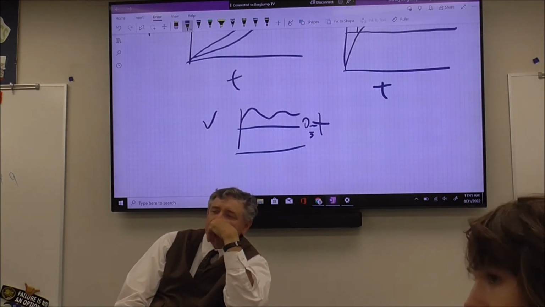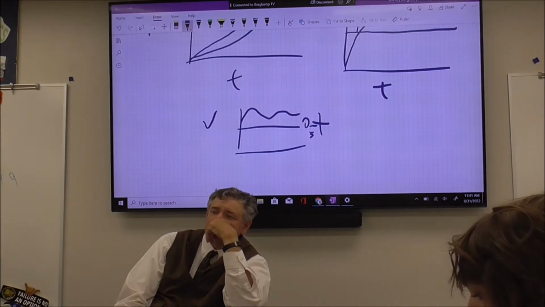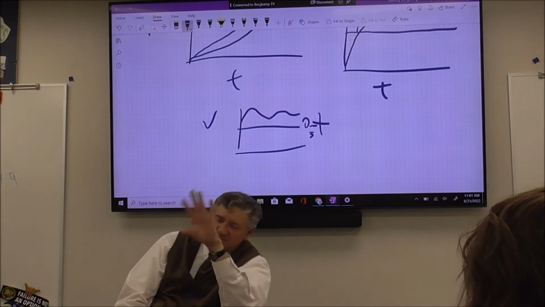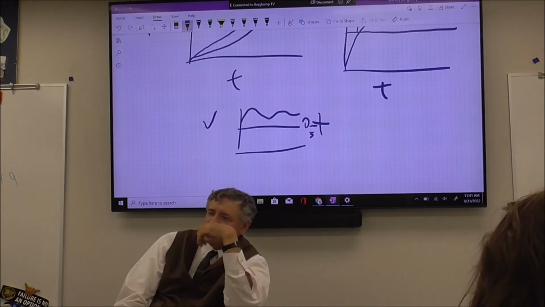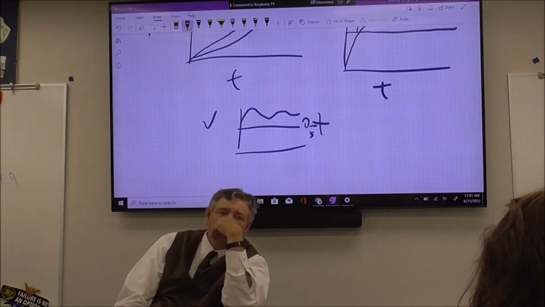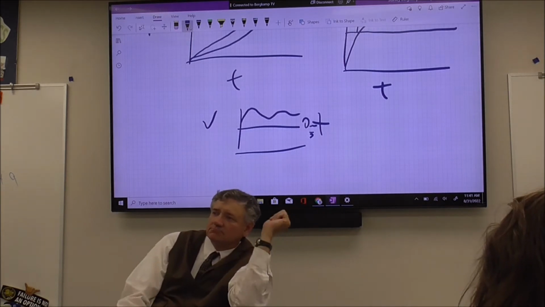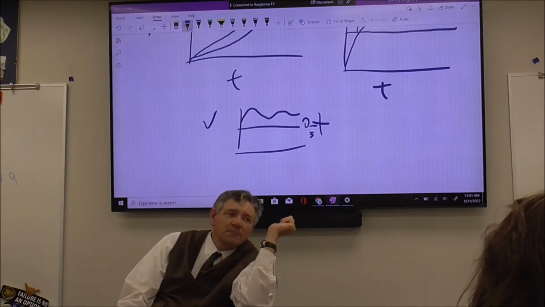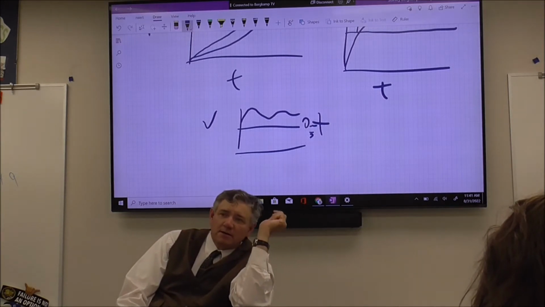On like number 10 and 11, is it okay if it doesn't stop immediately because the battery died? As long as I see that the shape is there, the steepness doesn't matter, because you don't know what the time scale is. So as long as I get the shape, that's the main thing. Okay. Anything else?